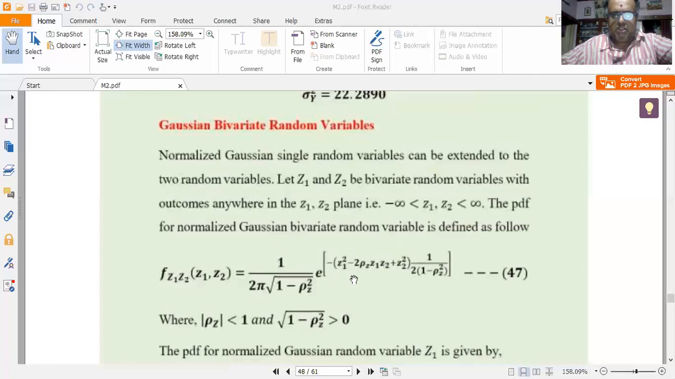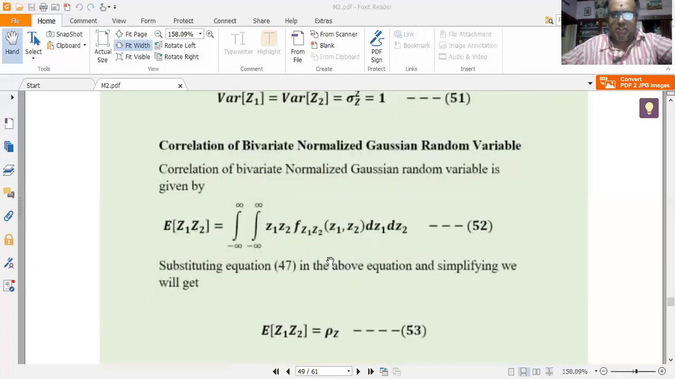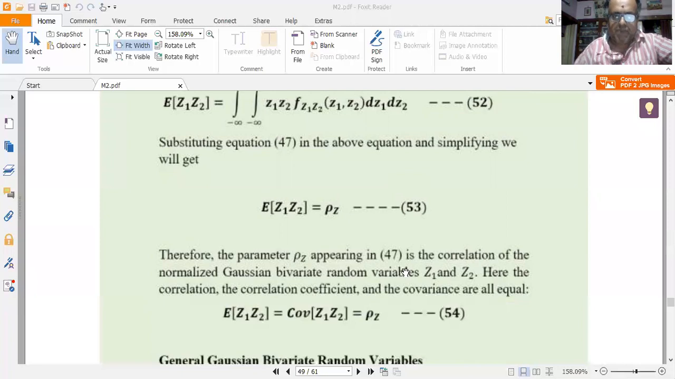Now substituting equation 47 into equation 52 and doing a very lengthy mathematical simplification gives the final result: the expected value of Z1 Z2 is equal to rho z. E of Z1 Z2 is equal to rho z. Call it equation 53. So the parameter rho z appearing in equation 47 is the correlation of the normalized Gaussian bivariate random variables Z1 and Z2.